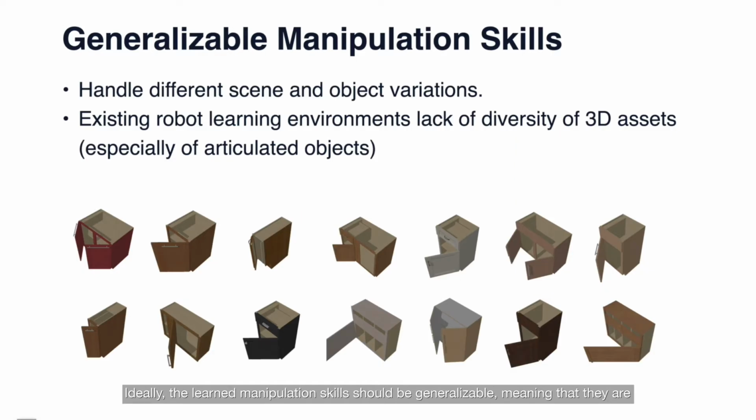Ideally, the learned manipulation skills should be generalizable, meaning that they are robust enough to handle different scene and object variations. To systematically promote the research of manipulating objects with various 3D geometrical structures, we believe that a benchmark on skill learning is a good starting point.